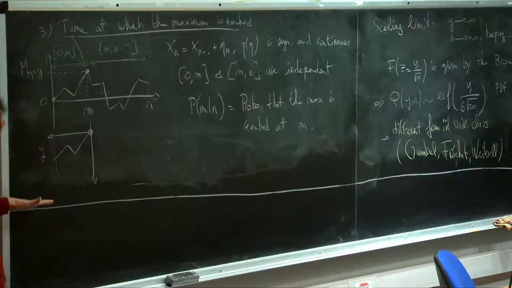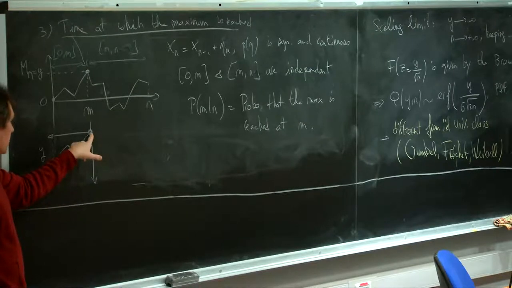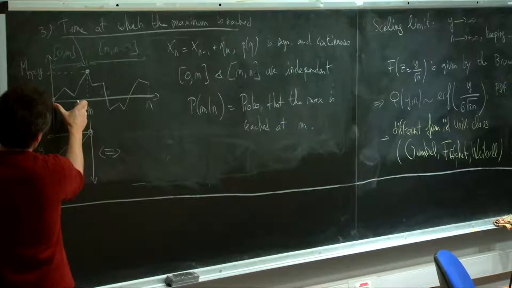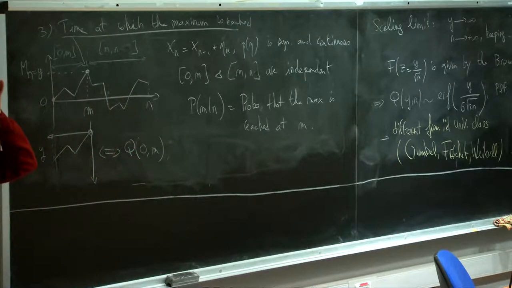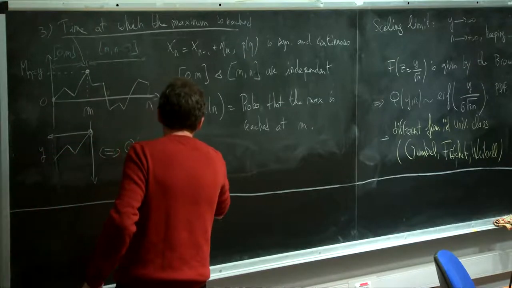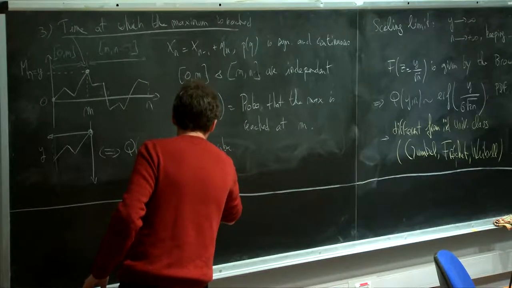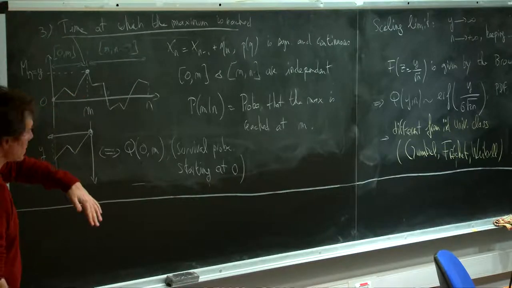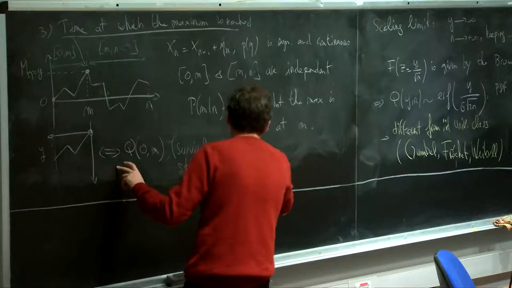And when you integrate over the values of y, you see that the probability of this part is nothing else but the survival probability starting at 0. So the weight of this first part is just q of 0, m. Survival probability, starting at 0. I just did this very simple manipulation: reversed the x and reversed time, which I have the right to do here because the random walk is completely symmetric regarding these two transformations. So this is one piece, the first part.